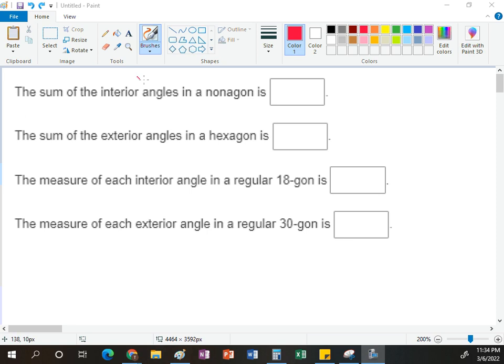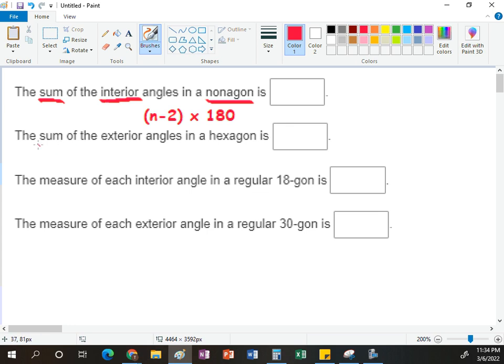Okay, if you need help on the first problem, the first thing it's asking about is the sum of the interior angles. Anytime we look for the sum of the interior angles, we use the formula n minus 2 times 180. And so in this case, all we have to do is plug the number of sides in. A nonagon, hopefully you know, has 9 sides.